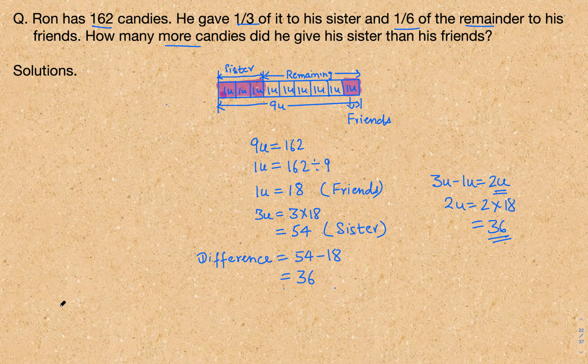So let's write our answer quickly. Basically his sister got 36 more candies than his friends. So that's our solution.